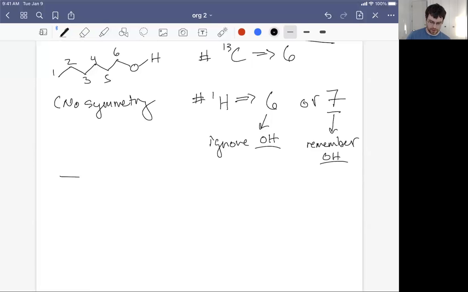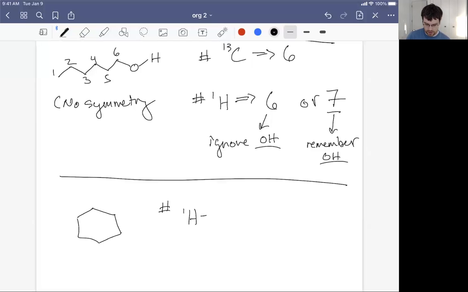For example, if I look at something like this, okay, cyclohexane, I would expect the number of 1H's to be 1 and the number of C13s to be 1. Okay. It's a lot like benzene, all right? Every carbon has 2 hydrogens, one's up, one's down, that sort of thing. But what if we do this?